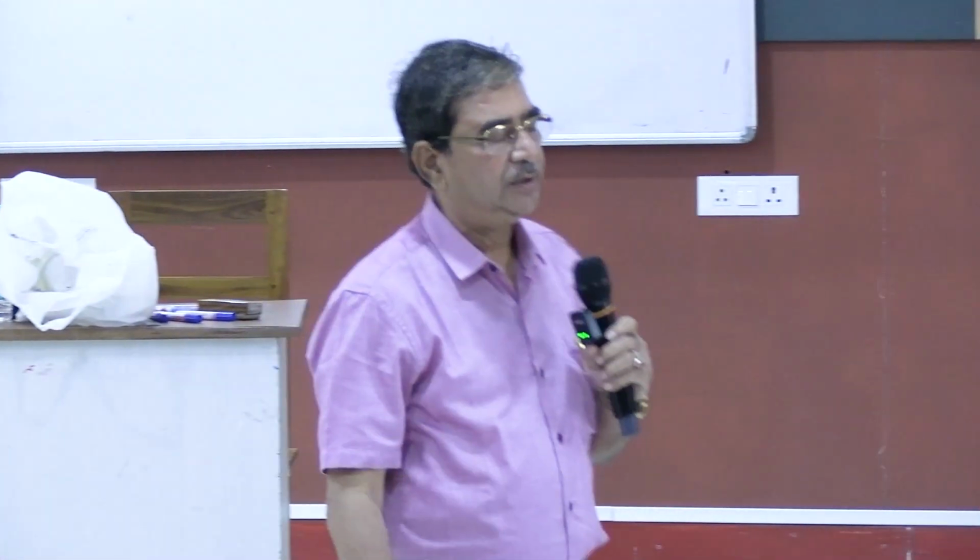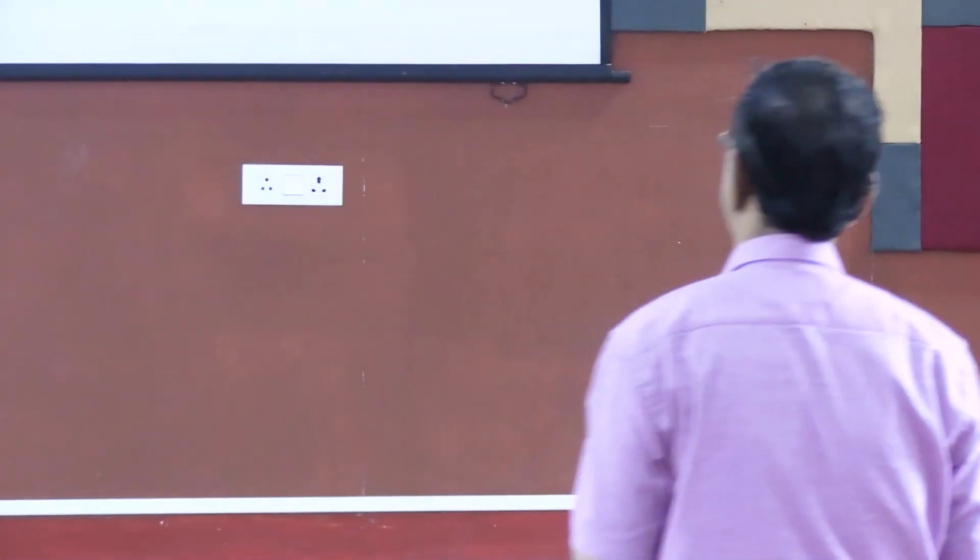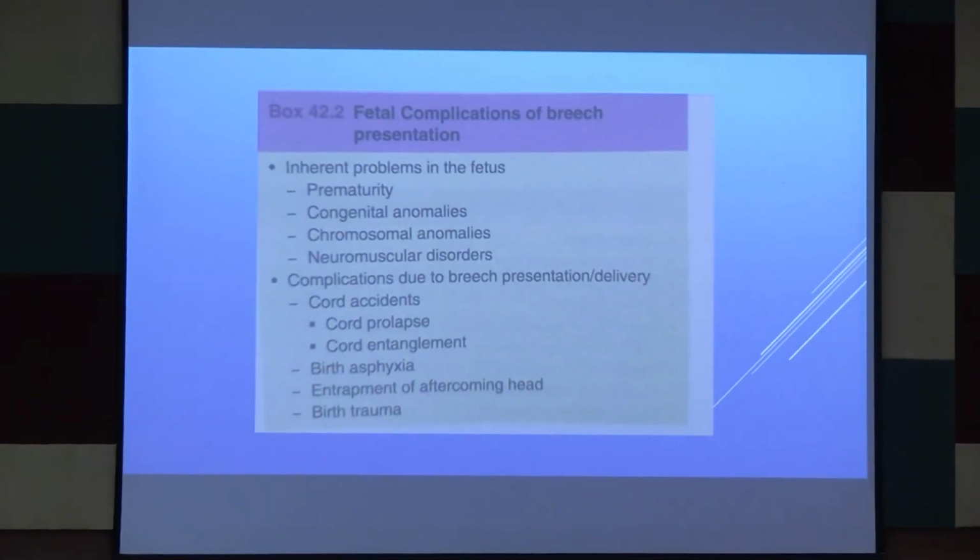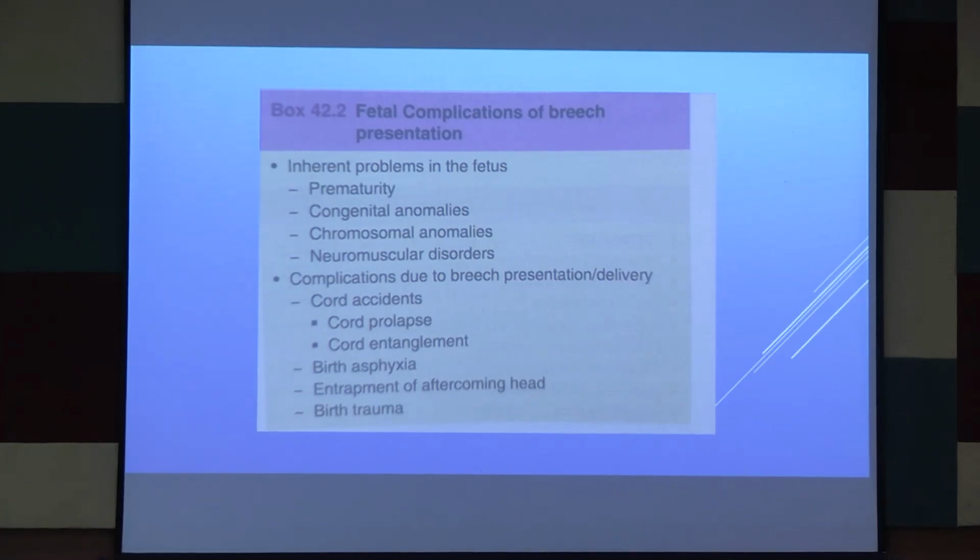In breech presentation, what complications may occur to the fetus? Fetal complications of breech presentation. The inherent problems in the fetus: prematurity, congenital abnormality, chromosomal anomaly, neuromuscular disorder are complications associated with breech presentation. There may be cord prolapse. In cephalic presentation, the inlet is covered by the head, so the chance of cord prolapse is less.